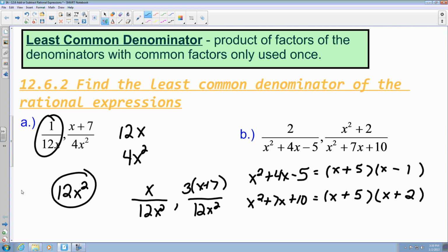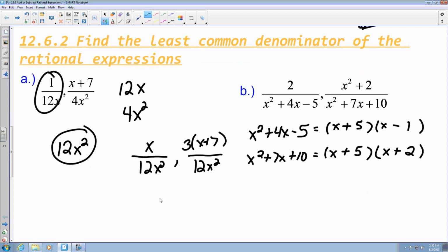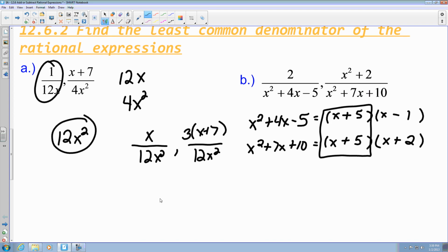And so that's where this little green box here, where it says the product of the factors of the denominators with common factors only used once. So as you see, these ones share an x plus 5. So that means that you only have to write that once. So that means that my least common denominator for example B is going to be x plus 5, x minus 1, and then x plus 2. So that's what they mean by you only write them once.